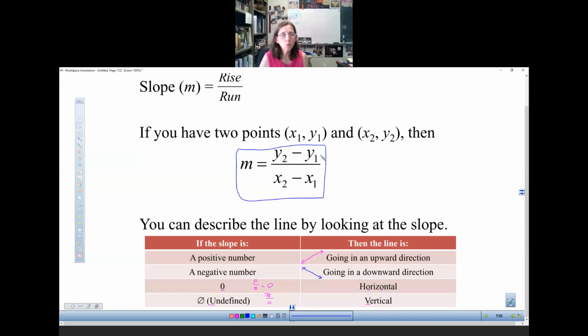Formula: difference in the y's over difference in the x's. Just got to be careful. Make sure you put those in order. All right? Okay, let's do this.